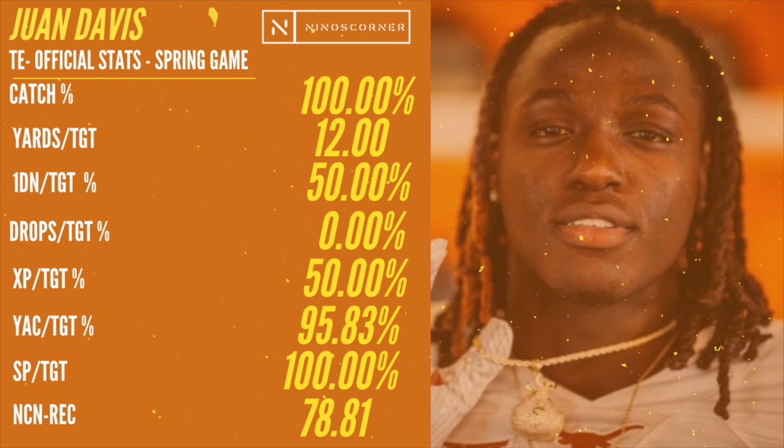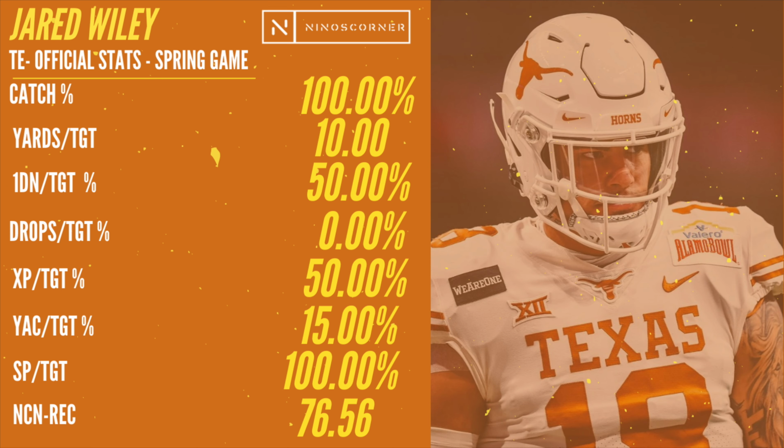Next tight end is the guy that I'm the president of this guy's fan club, and that's Jared Wiley. 76.56, not percent, but 76.56 for NCN receptions, 2 targets, 2 receptions, 100% catch percentage, 20 yards. Of course, 10 yards per target and also 10 yards per reception, 1 first down, 1 explosive play, and 2 successful plays, guys. And he had 3 yards after catch.